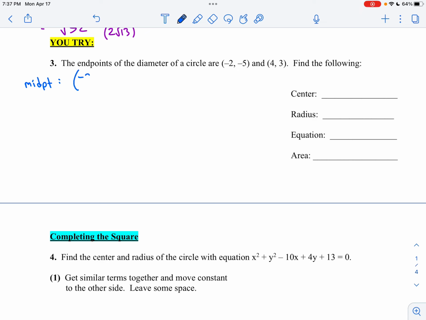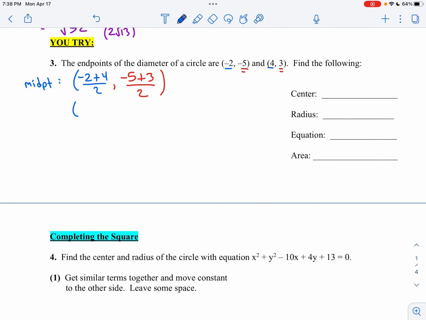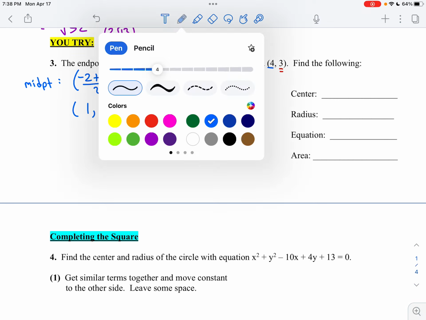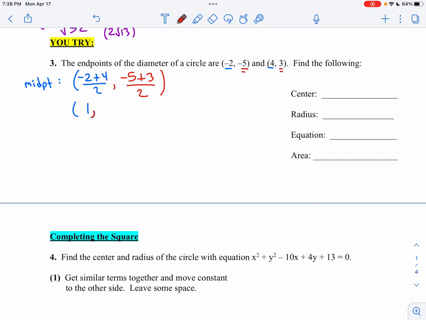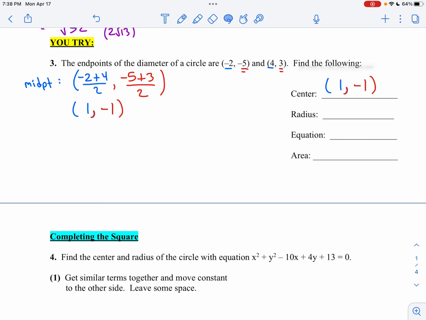So we have -2 plus 4 over 2. So we're going to add the x's and divide by 2, and we're going to add the y values and divide by 2. And -2 plus 4 is 2, divided by 2 is 1. Oh, now I'm a little inconsistent. -5 plus 3 is -2, divided by 2 is -1. So we can just put that right over here.